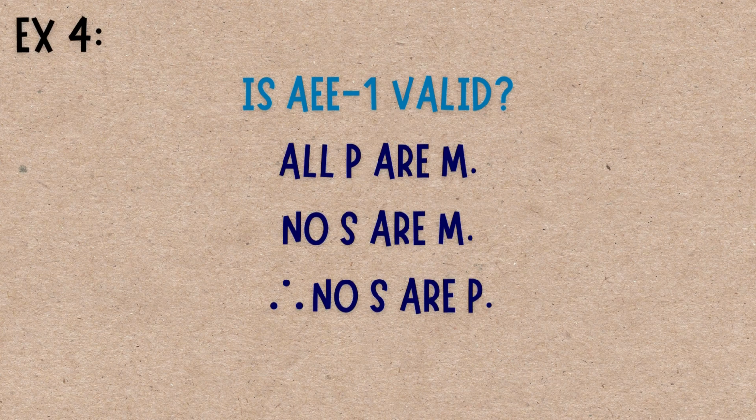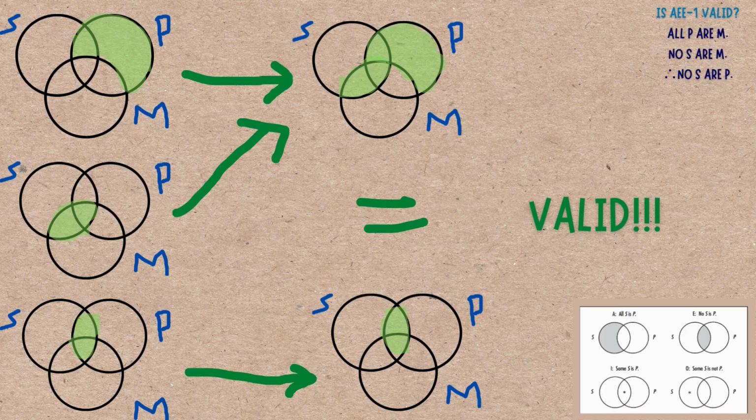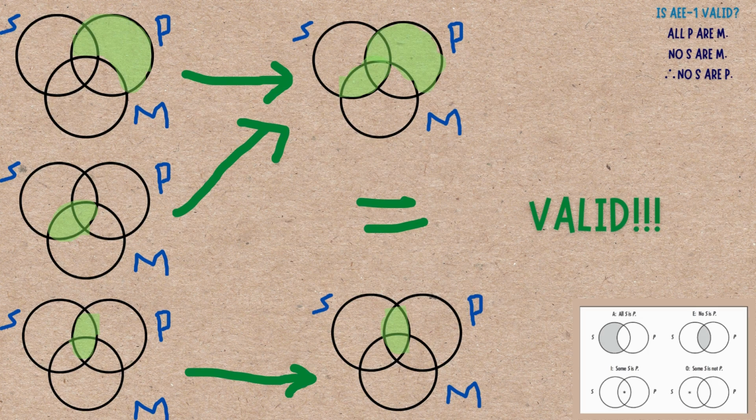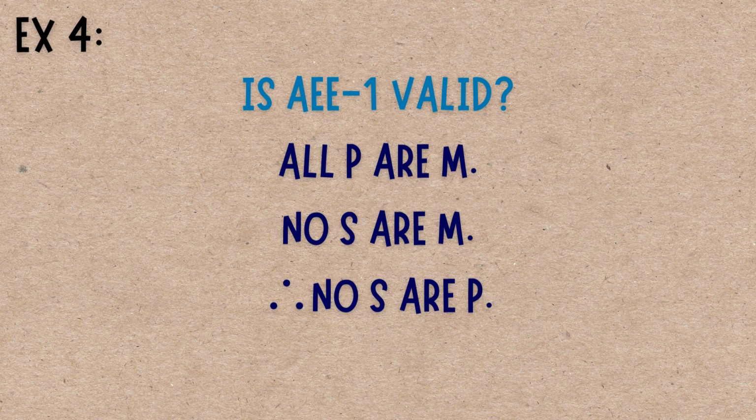Sometimes the figure and mood are valid and the Venn diagram is also valid. Sometimes, even though the figure and mood are valid, the Venn diagram will be invalid. So first we need to check the mood and figure, and after that we need to check the Venn diagram.